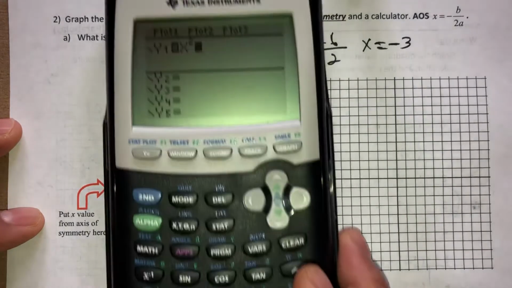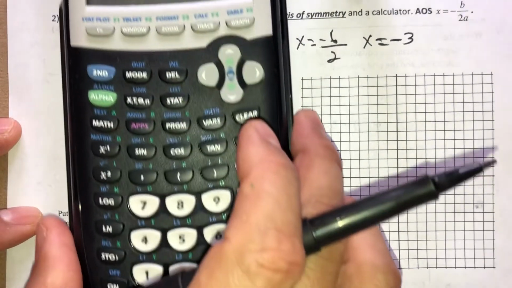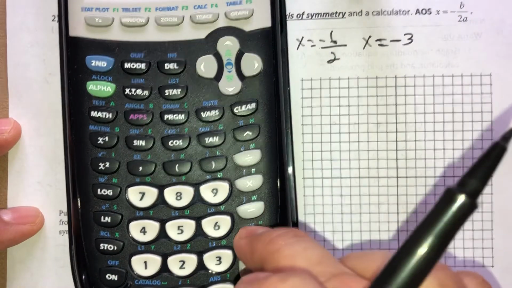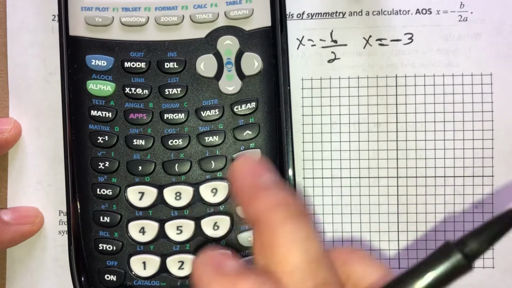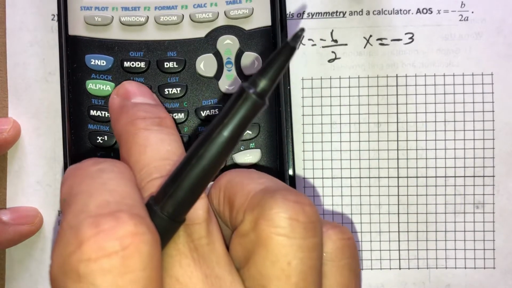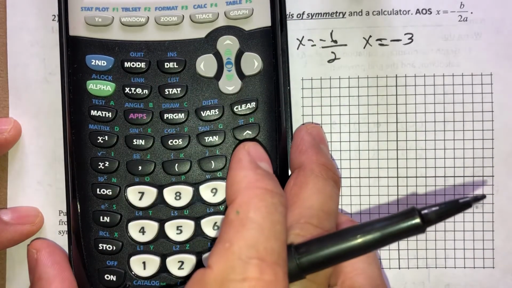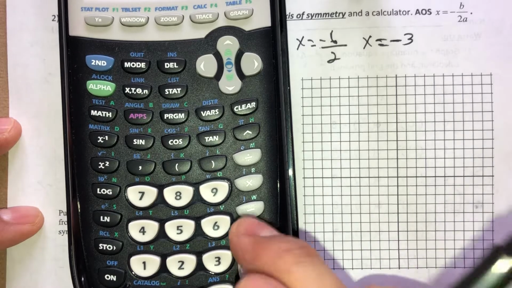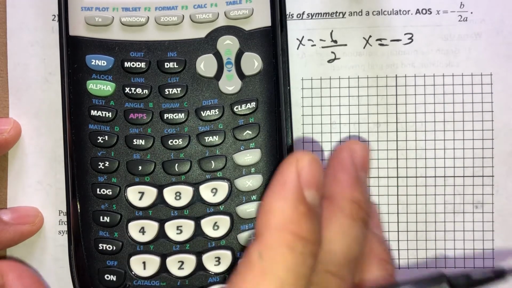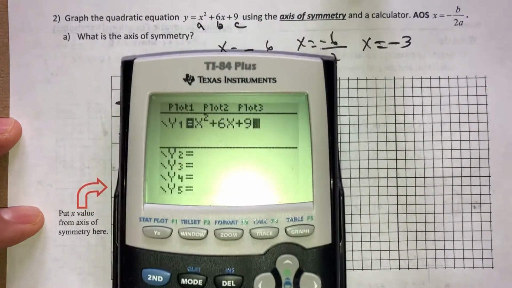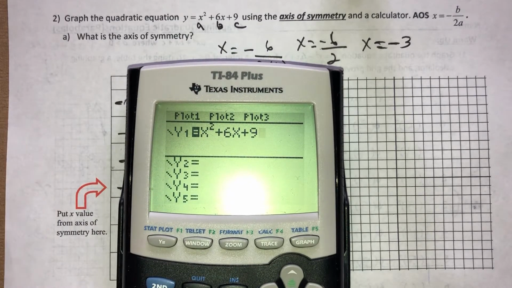Now we go plus 6x. My plus is here, okay? Plus my 6 is here. And x again, which is next to the green button, right? And I think the other one is plus 9. Yes, plus 9. When I do that, it's right here, look. So my equation is right there, I just entered it.